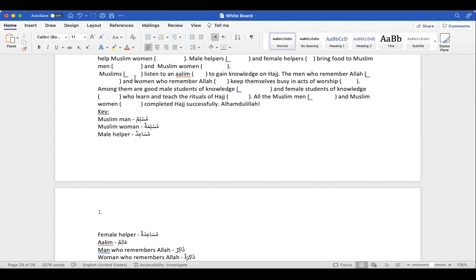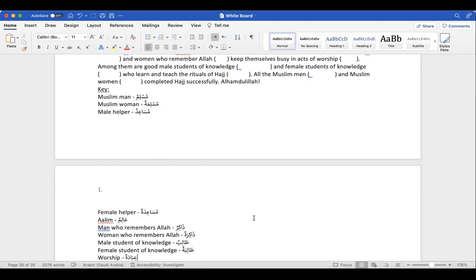Muslims. Here, the men who remember Allah, so Zakiruna. And the Muslim woman, then Zakiratun, right? Keep themselves busy in acts of worship. Worship is called what? Ibadah. So what will you say? Ibadah.